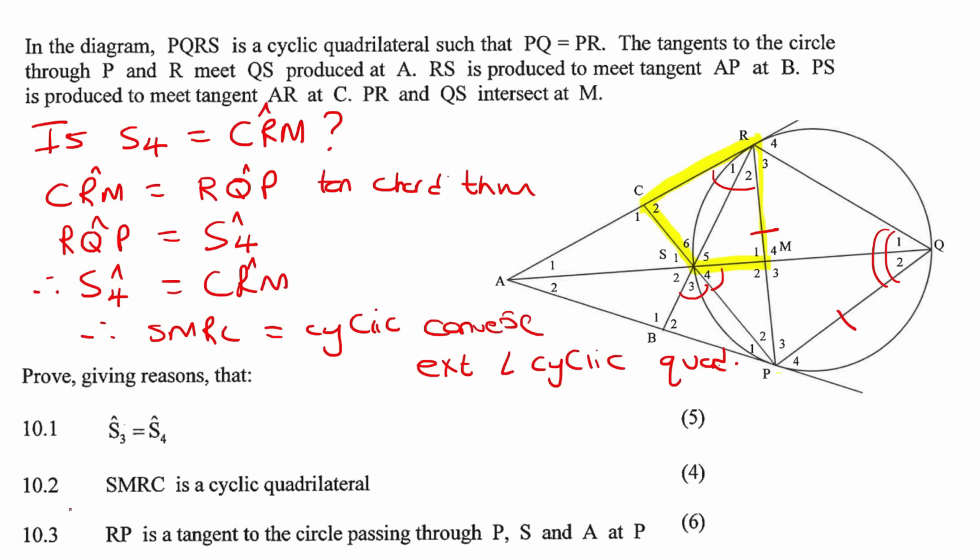So the next question for 6 marks. Prove that RP is a tangent to the circle that passes through P, S and A at P. So we've got a circle that goes through P, S and A.